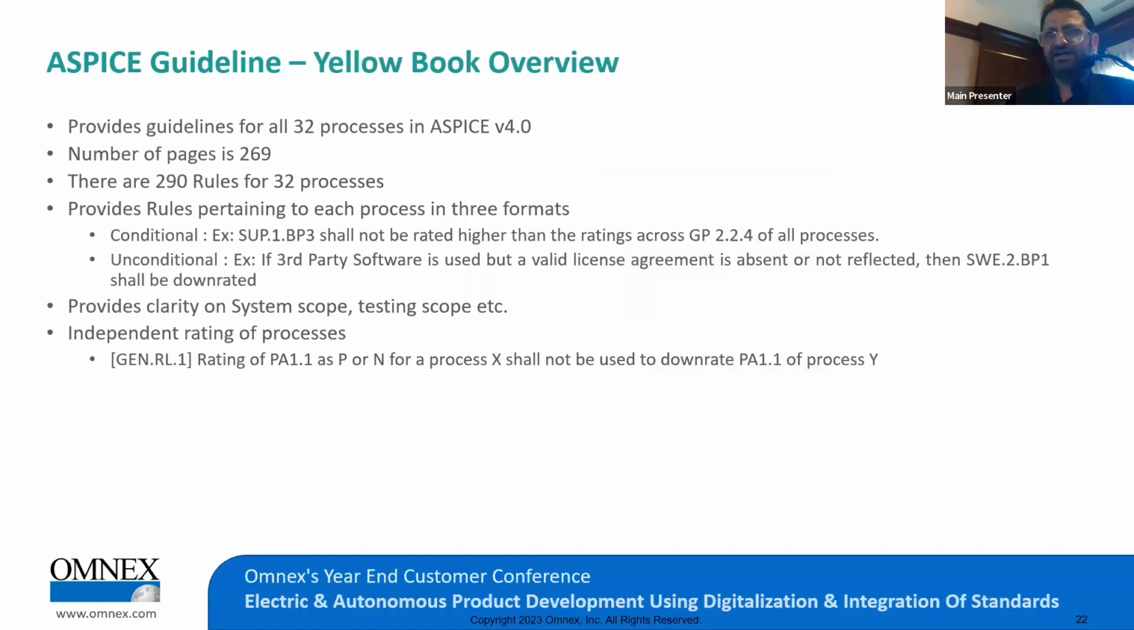Now it contains all the 32 processes. The recommendations which were there, around 200 plus, have now been removed, and there are now 290 rules for 32 processes. Otherwise, many rules have been removed. And of course, more clarity. The most important thing is that it covers all the 32 processes. If you want to go through that, you can also download it from the VDA website, because once it is released formally, you need to pay at least €50 for that.